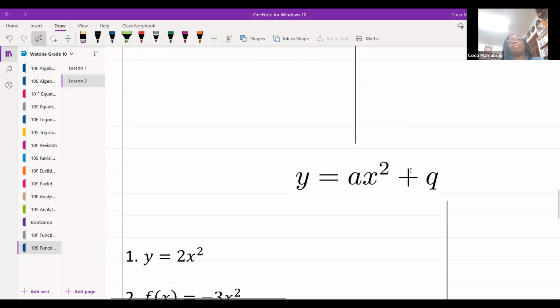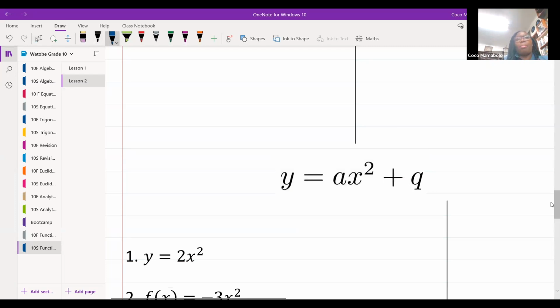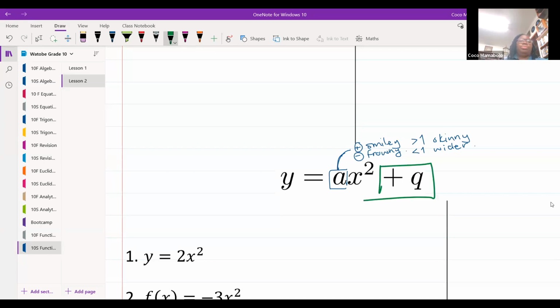All right, let's look at some variations. A second ago, we spoke about this tiny little guy over here. We said if it's positive, he's smiley. If it's negative, he's frowny. If it's greater than 1, then it gets skinny. If it's less than 1, it gets wider. We know all of this about the number in front of x squared. Now let's look at what happens when we add plus q.